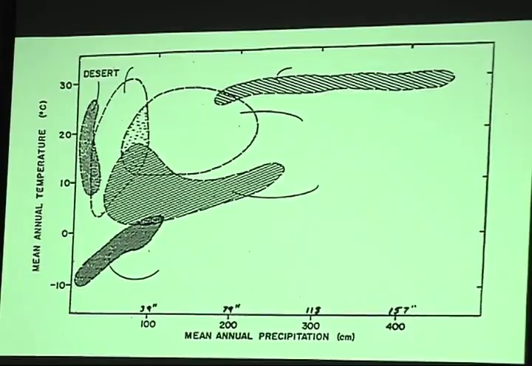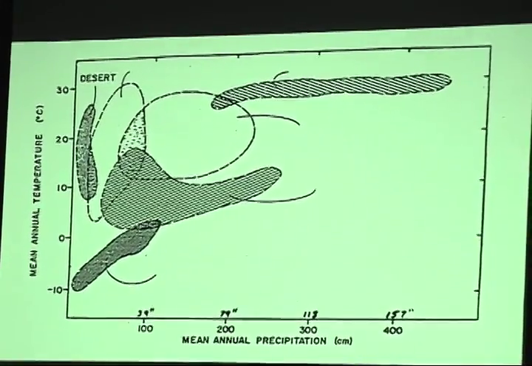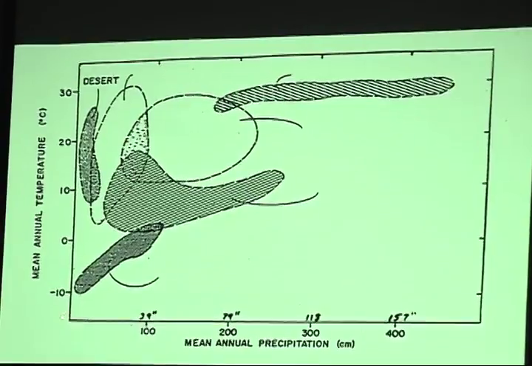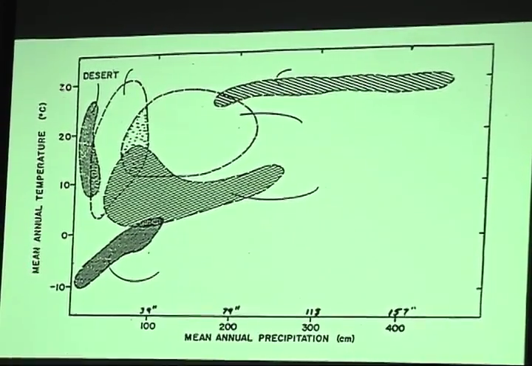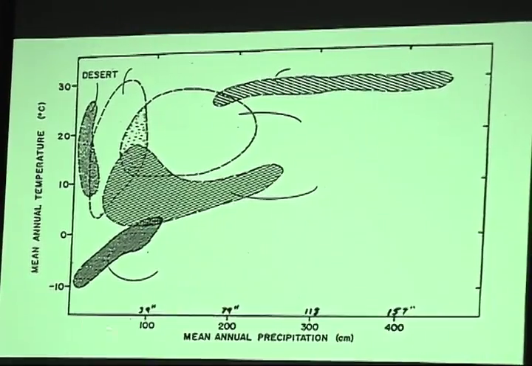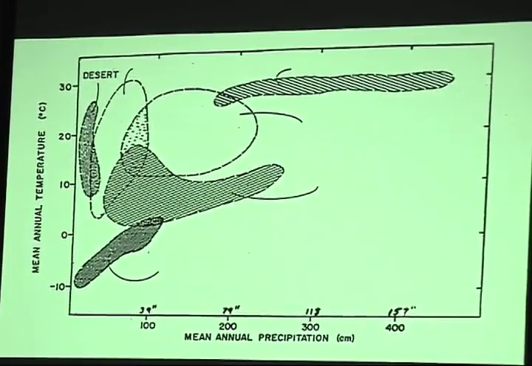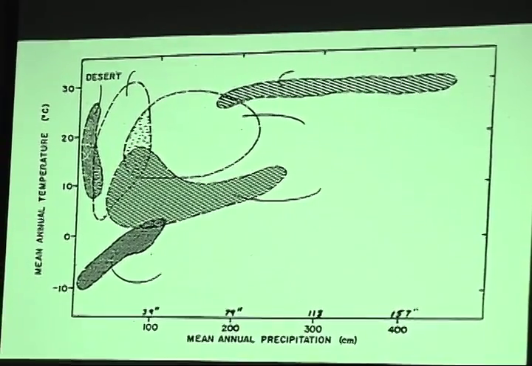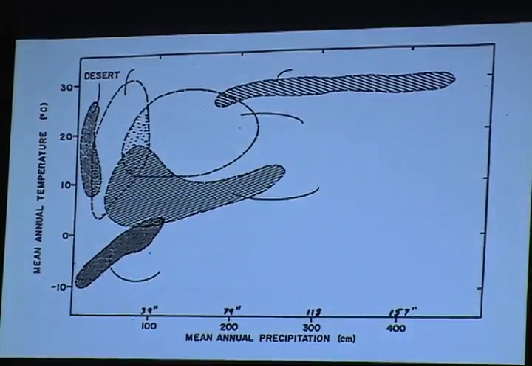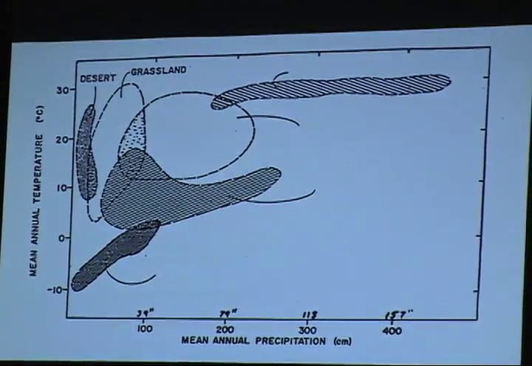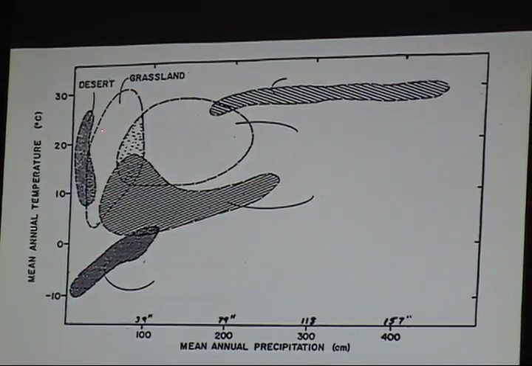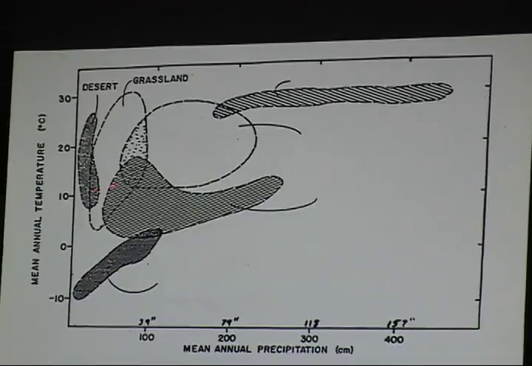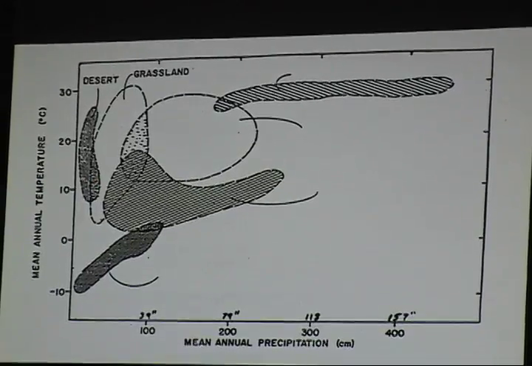If you basically look at a plot where mean annual temperature goes from freezing at 0 Celsius up to 30, which is quite warm, and rainfall from 39 to 157 inches. At the very low end of rainfall, we've got deserts where basically evaporation exceeds precipitation. In an intermediate zone of ecosystems in terms of temperature and rainfall, we have grasslands, and of course they overlap with both deserts and forests.